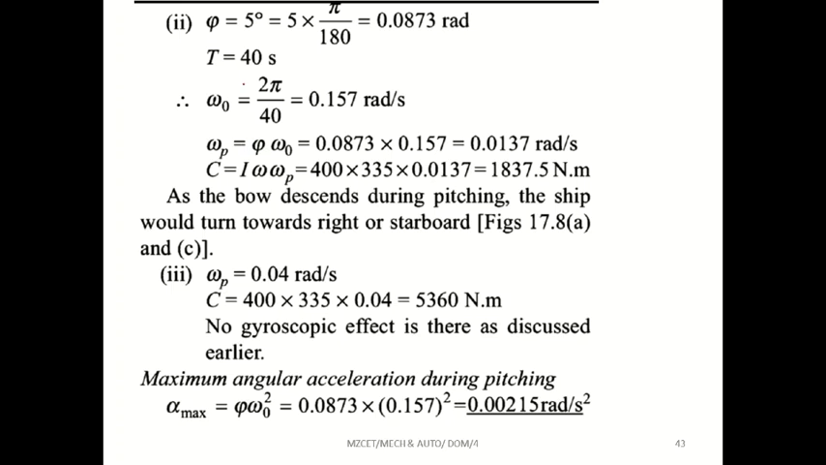So they are given the angle value in degree. We have to convert the angle value to radian. To convert the angle value to radian, multiply with pi by 180, and you will get 0.0873 radian. For how much time? For 40 seconds. Within 40 seconds, it is going 5 degree upward and 5 degree downward.